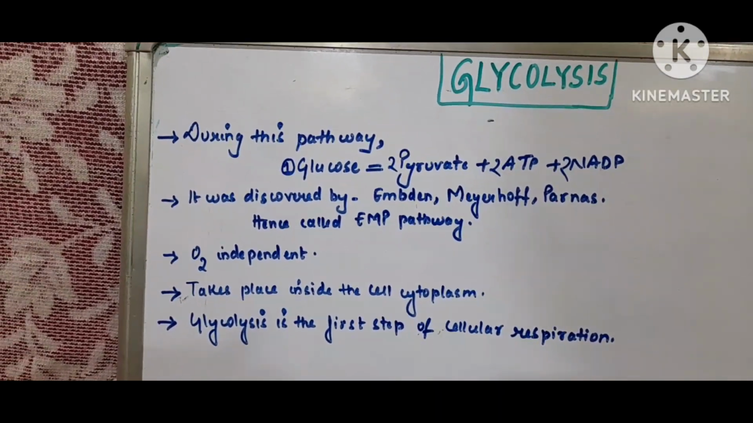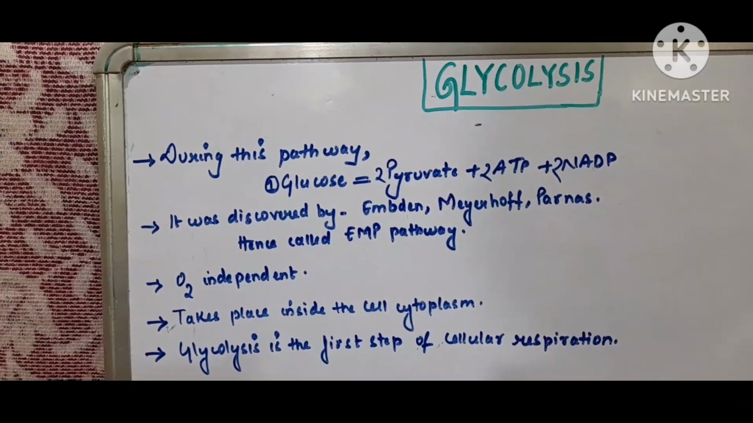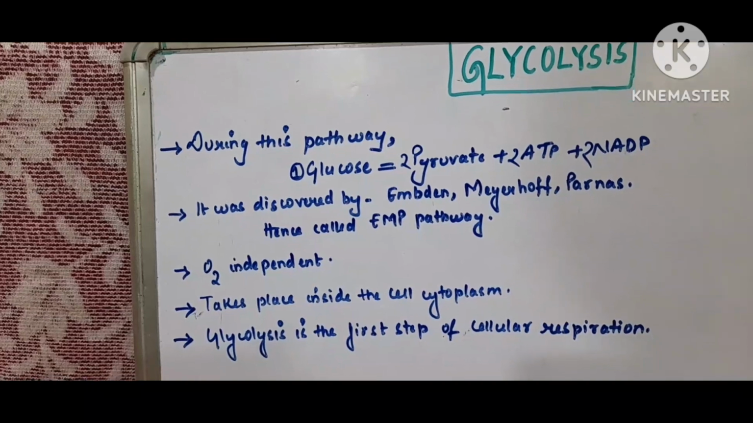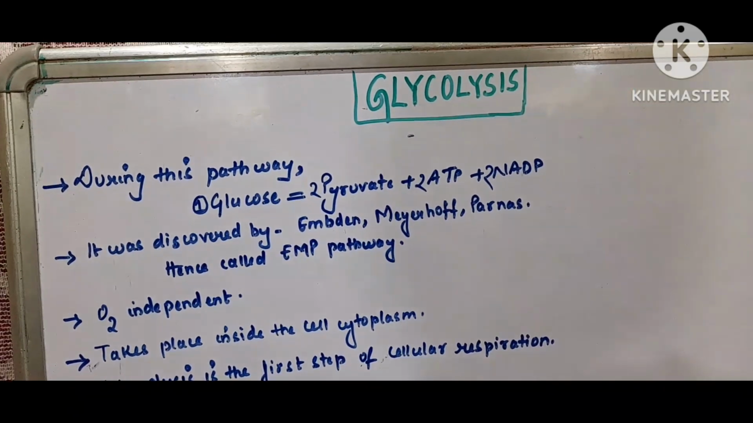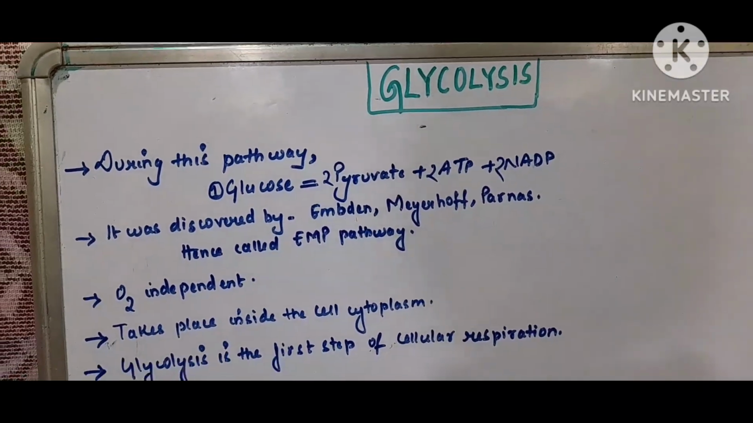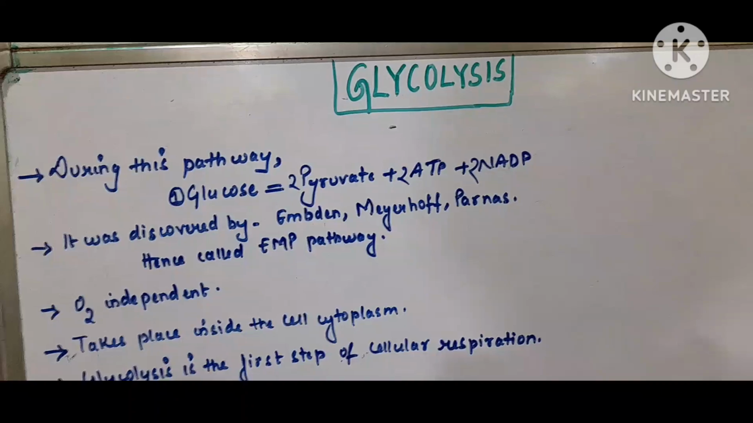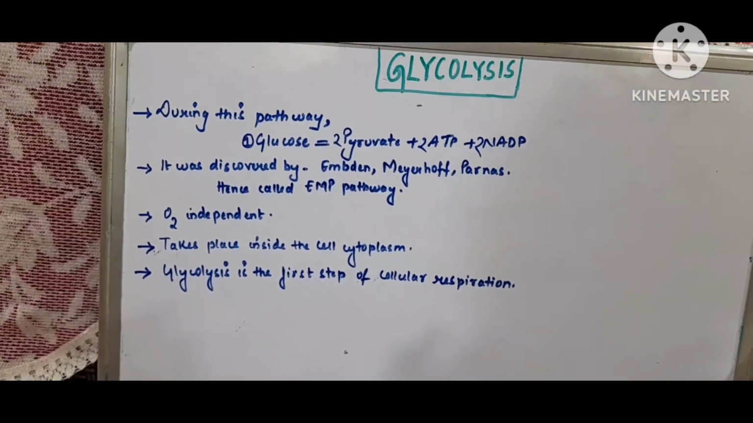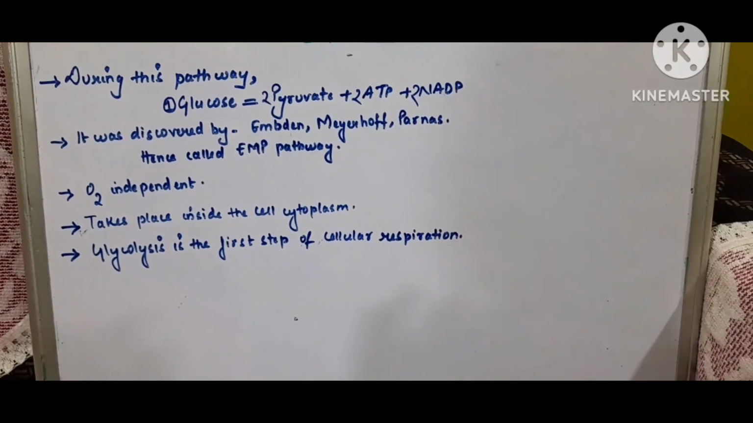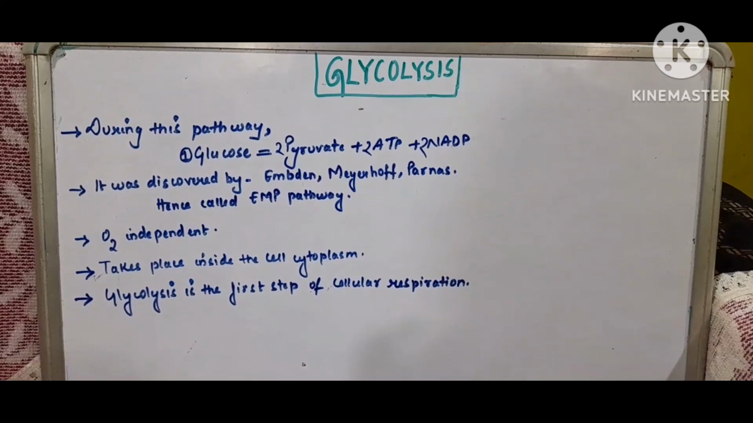Glycolysis involves a 10-step reaction in which various enzymes are involved, and ultimately one molecule of glucose will give rise to 2 molecules of pyruvate, 2 ATP molecules and 2 NADH. NADH can also be converted into ATP. So ultimately it provides the cell with energy in the form of ATP. So let's see the steps of glycolysis.